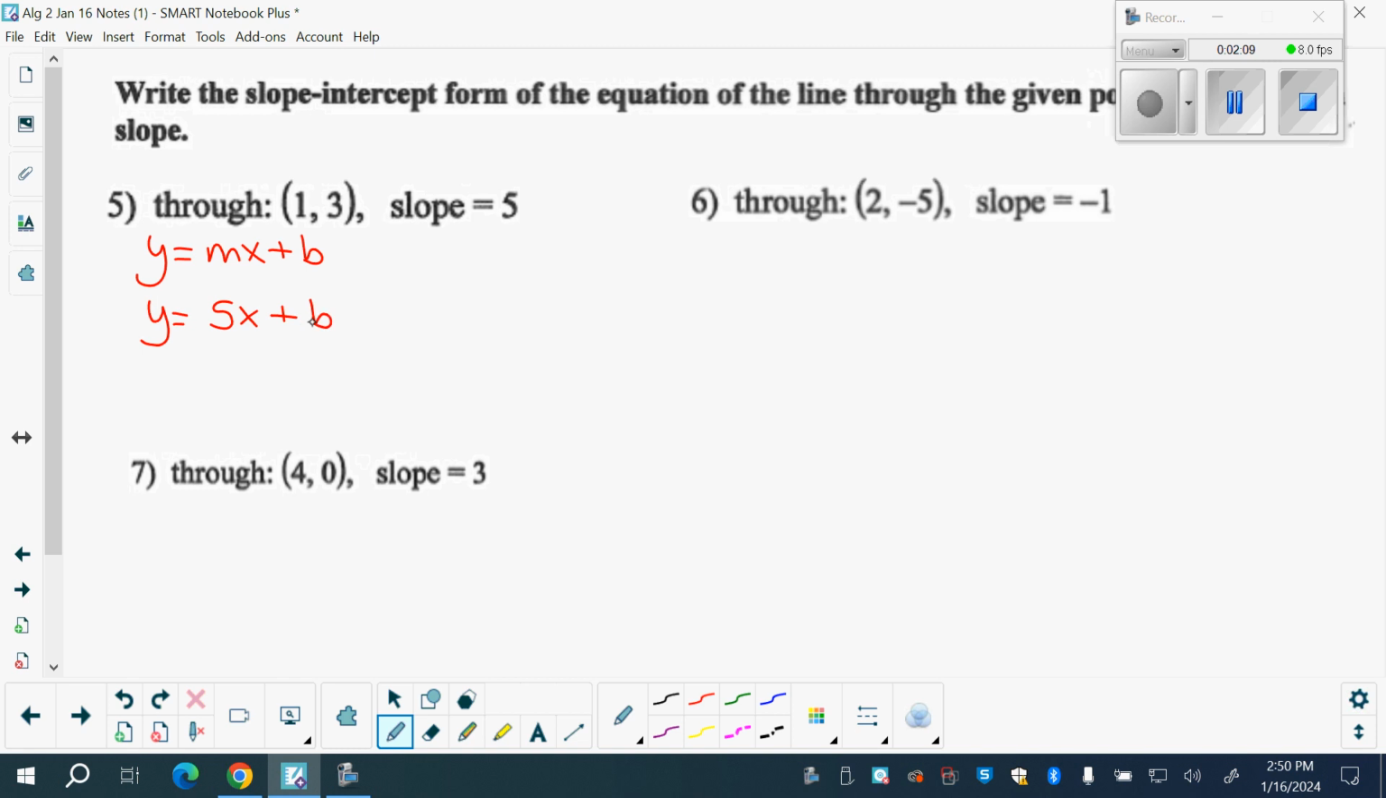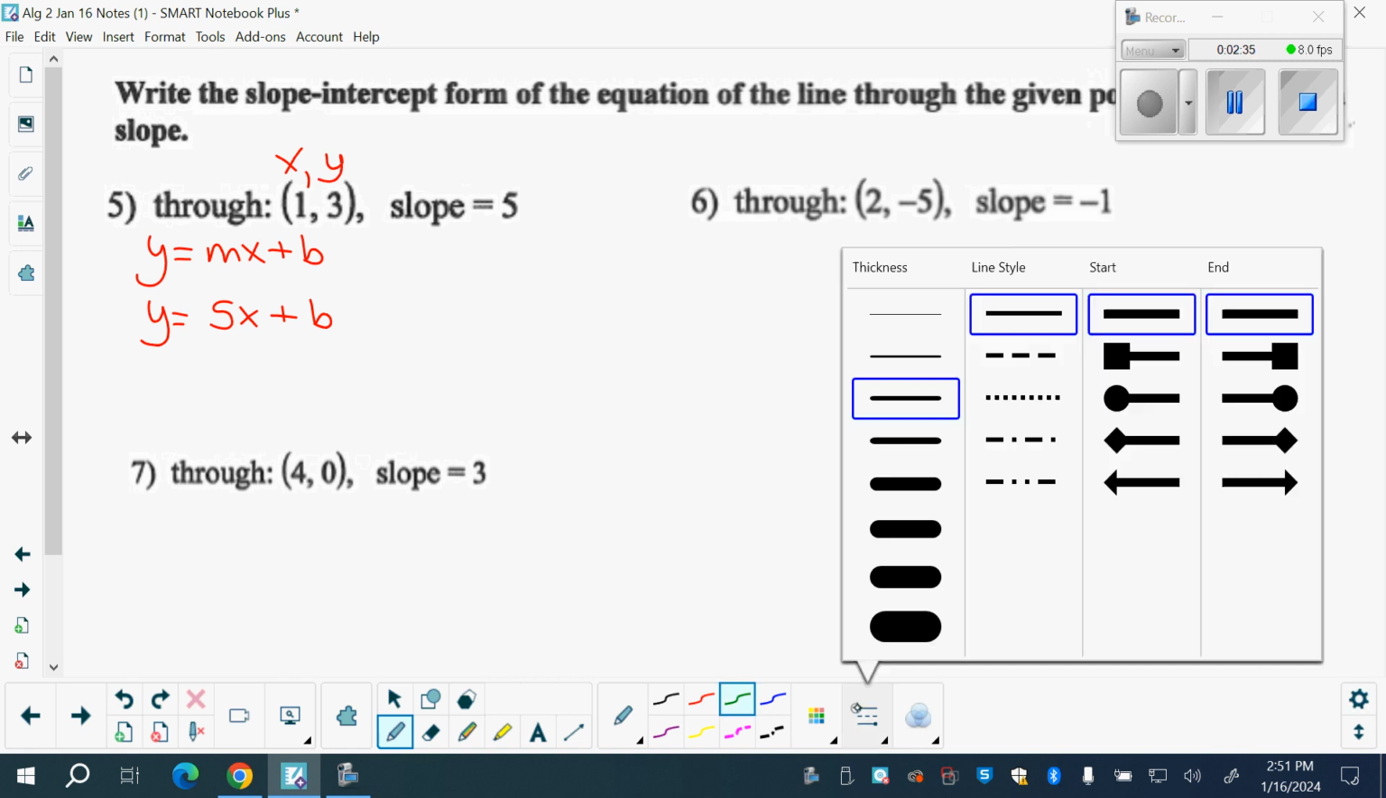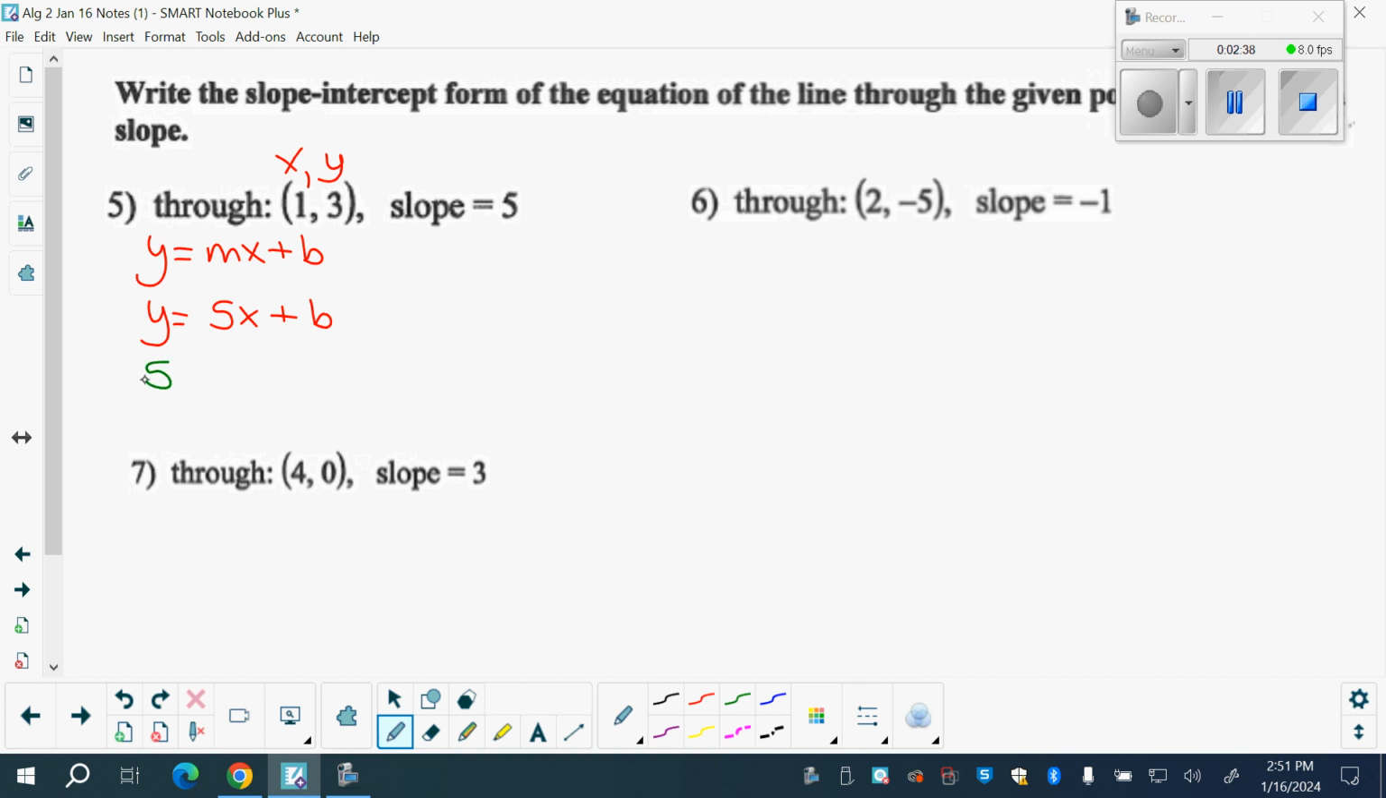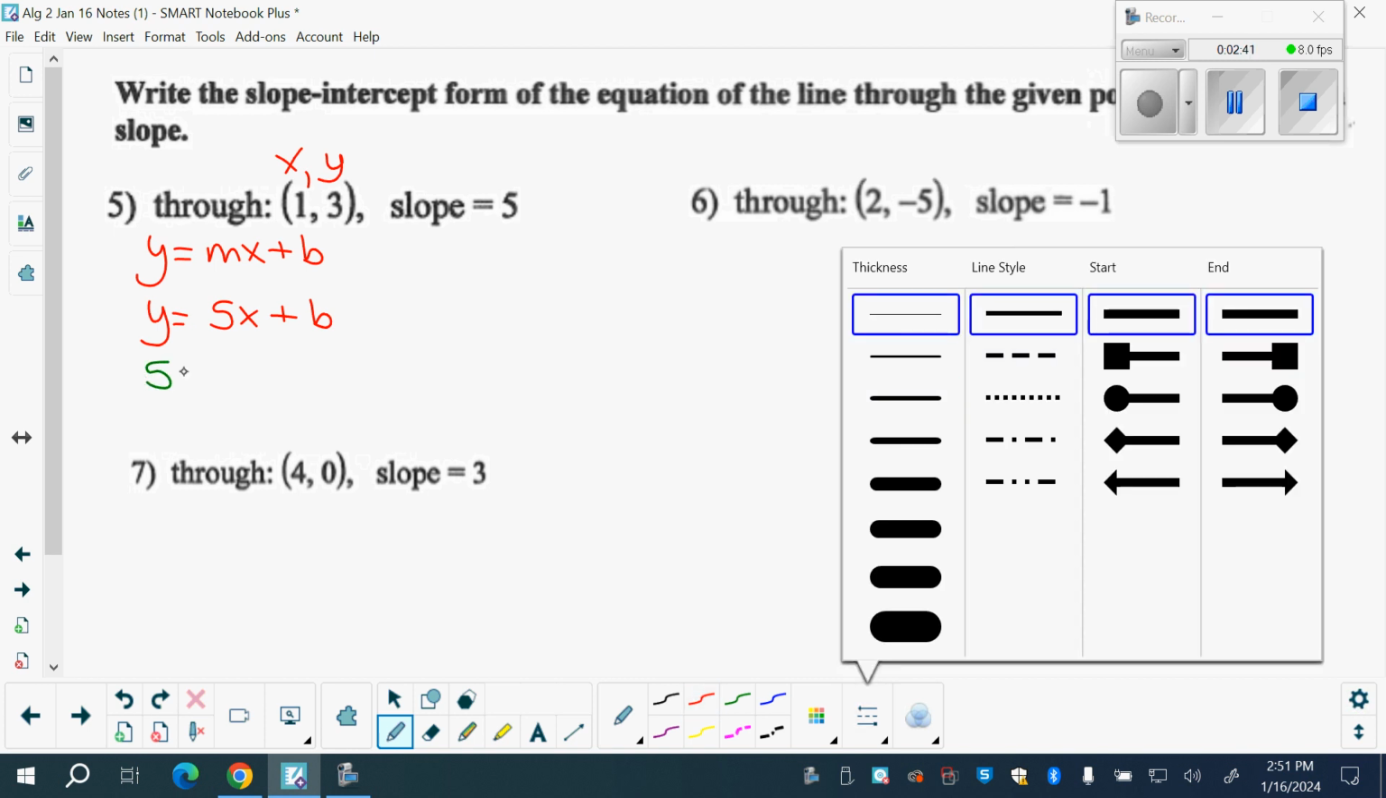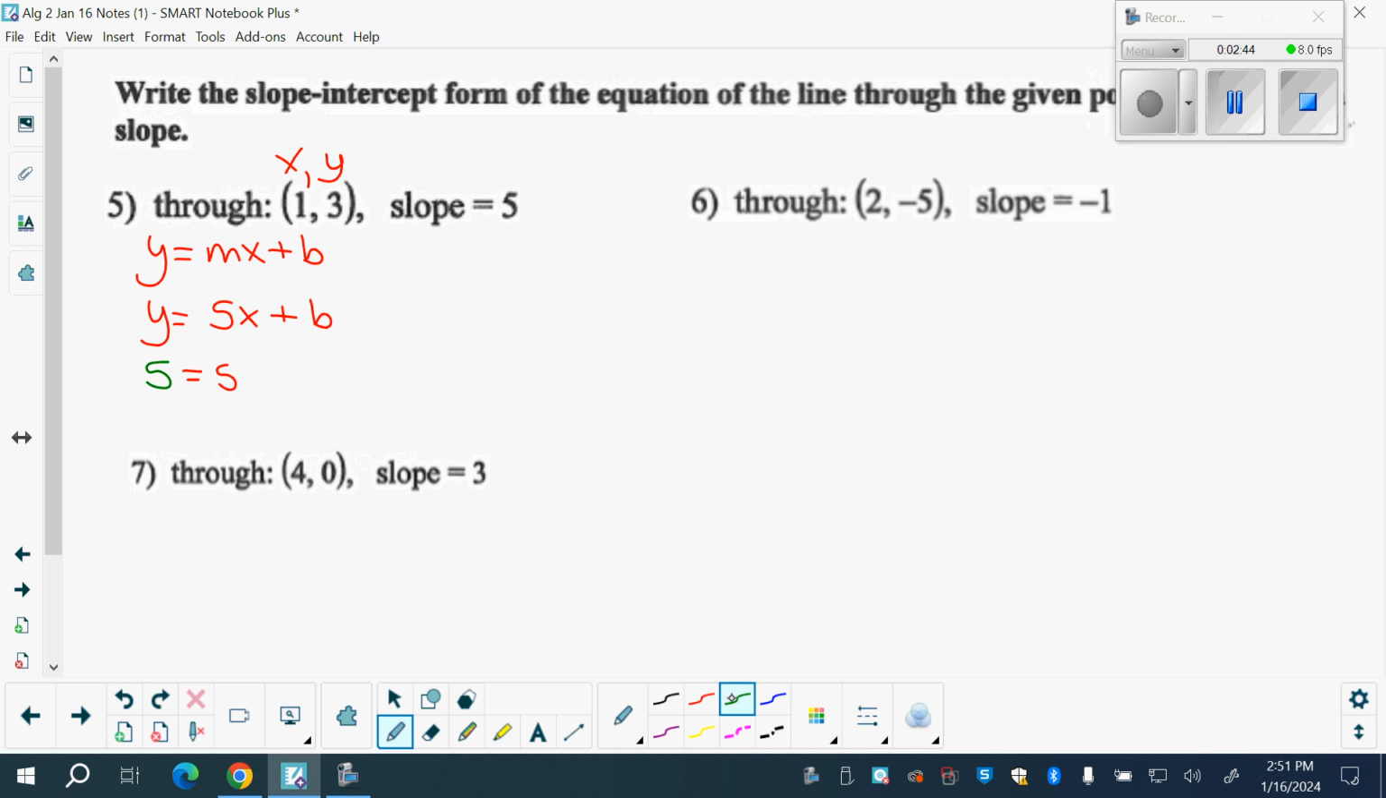So now we've got another point. So how would we find our y-intercept if we want to use that other point? You know what to do, Emma? That's right. So this is x and this is y, and we're going to substitute those in for x and y. So y is 3 and x is 1, and then our plus b.